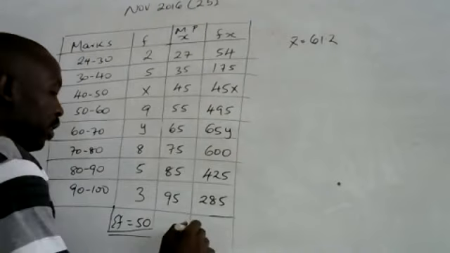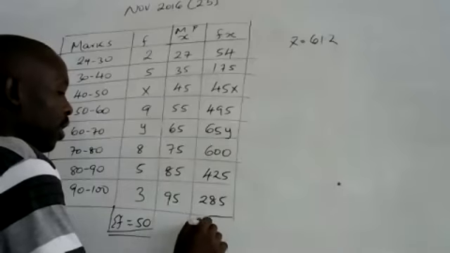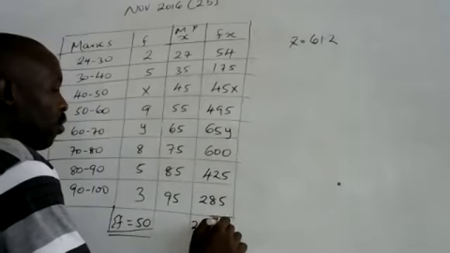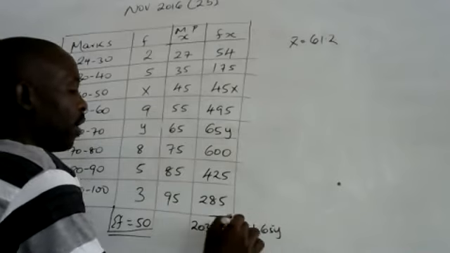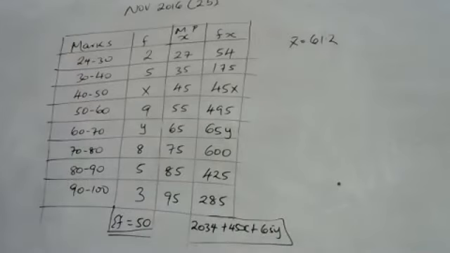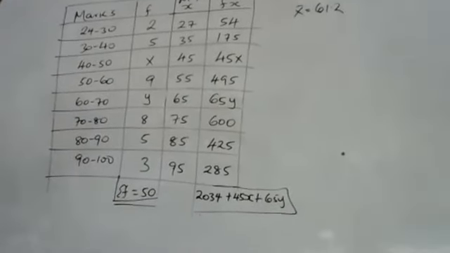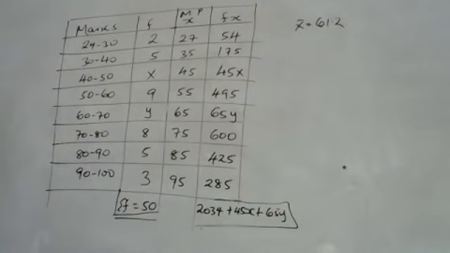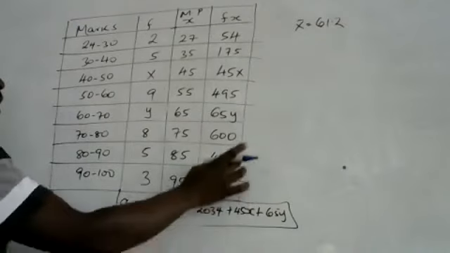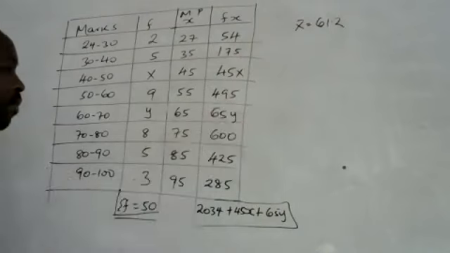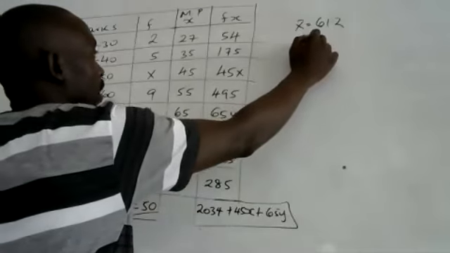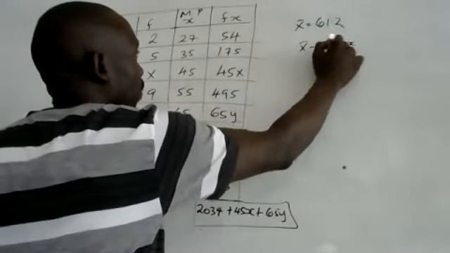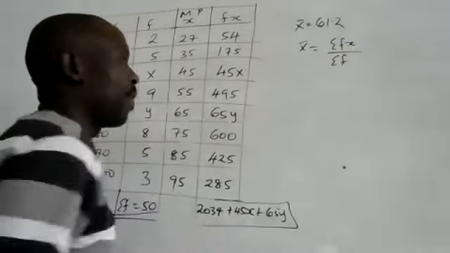2034. That is going to be 2034, plus 45x plus 65y. So that is the summation of fx. You add the numbers, then plus 45x plus 65y. Then after that, we know the x bar is calculated by the summation of fx over the summation of f. That is what we know.